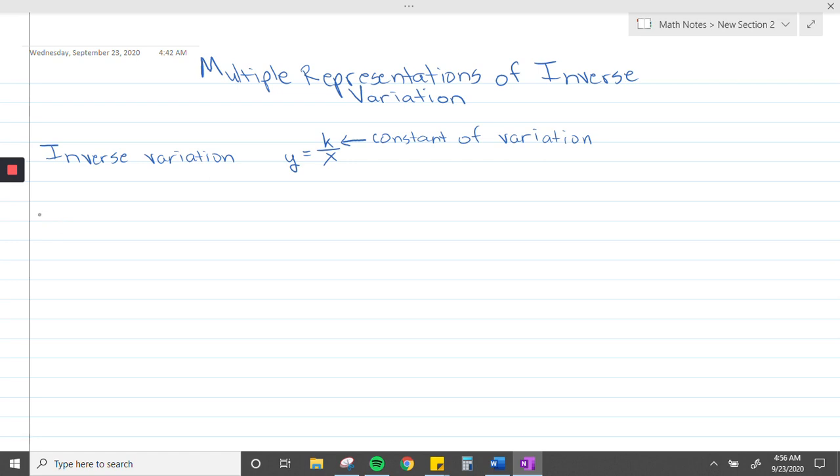So for our first example, you're going to be given an equation. And we'll talk about the different ways to rewrite that equation. So the equation that you're given is y equals 8 over x. And based off of that given information, we can write a table. Remember, we used to write tables with x and y values.